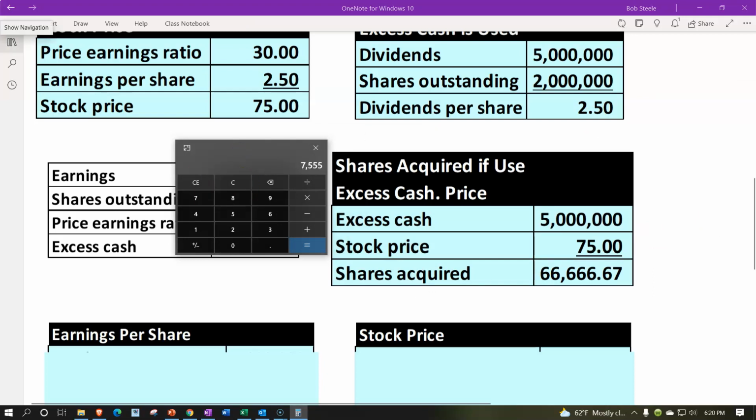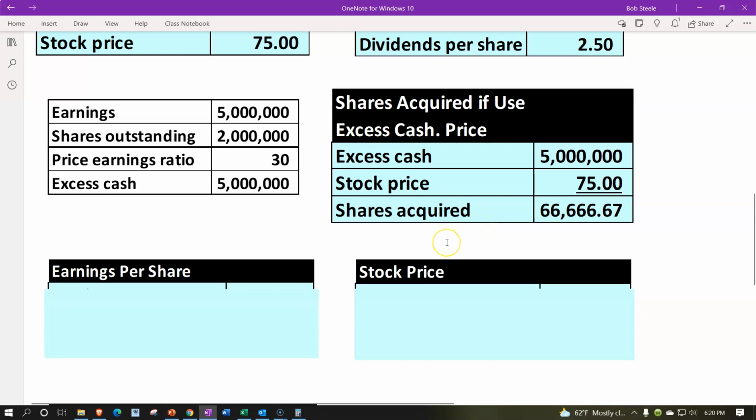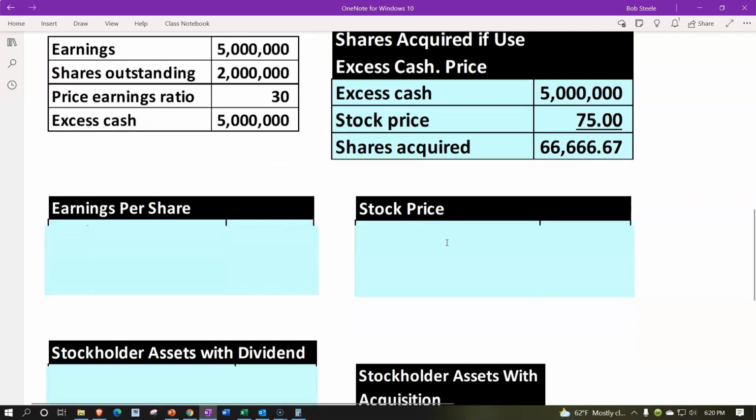$5 million. That's not a 5. My fingers are on the wrong keys. 5 million divided by 75 is 66,666.66666, or about this number. Obviously, we're dealing with rounding here as we're talking about a number of shares. So we've got to deal with rounding involved.